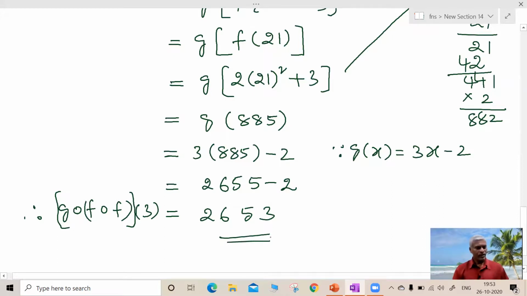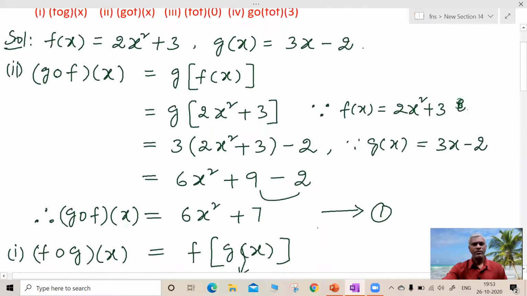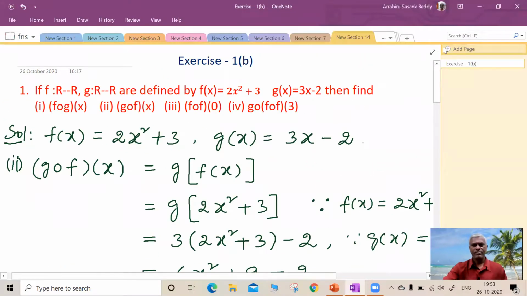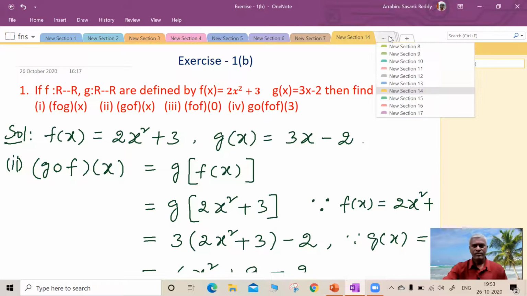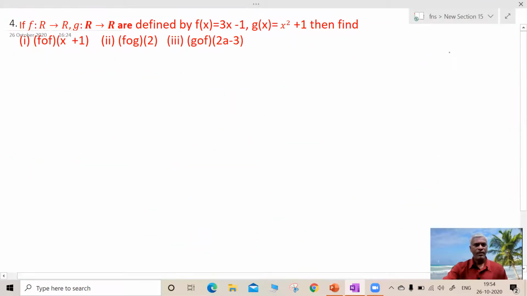So in this way we find the values of composite functions. You practice, you become familiar, perfect. So very easy, nothing to worry. Next, let us take up another problem based on these composite functions.